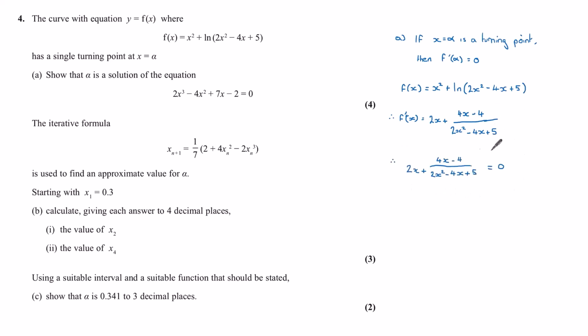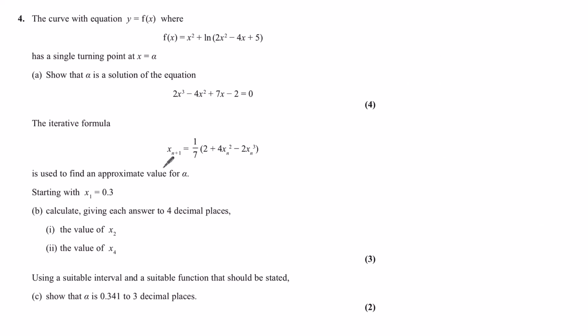Now the first thing I'm going to do in order to rearrange this is multiply everything by 2x squared minus 4x plus 5. So 2x times 2x squared is 4x cubed. 2x times negative 4x is negative 8x squared. 2x times 5 is 10x. And that's plus 4x minus 4, which is 0. Simplifying this gives me 4x cubed minus 8x squared plus 14x minus 4. This, of course, can all divide through by 2, which gives us 2x cubed minus 4x squared plus 7x minus 2 is equal to 0, which is what we wanted to show.